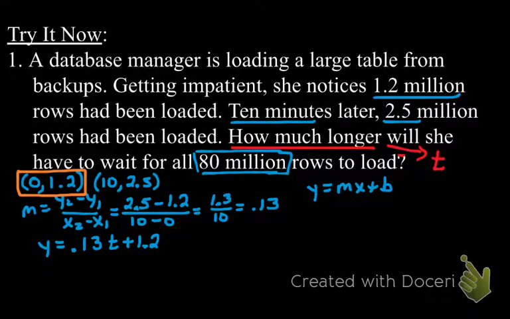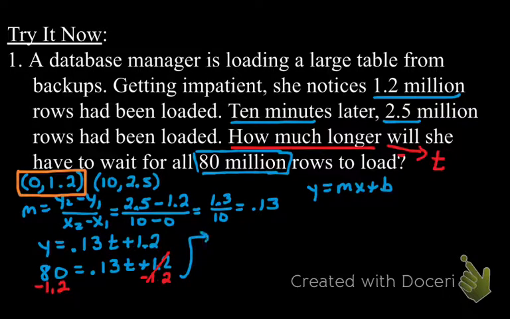Now that means the output, the y, is going to be 80. And we have 0.13 t plus 1.2. I maybe should have moved that to a different spot, but we'll just move it around as we need to. So again, we're trying to get the t by itself, subtract 1.2 from both sides so that we can cancel out that 1.2 on the right. When we do that, let me move this up here. We will now have 78.8 equals 0.13 t.